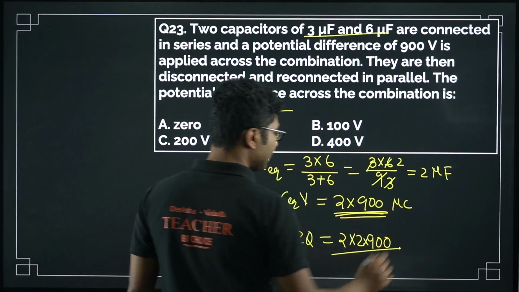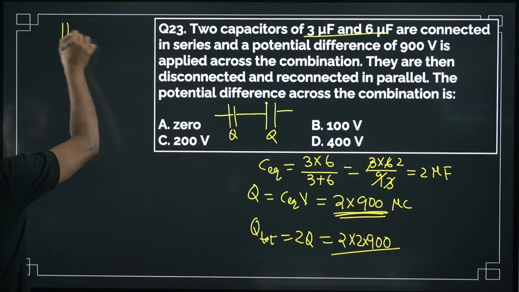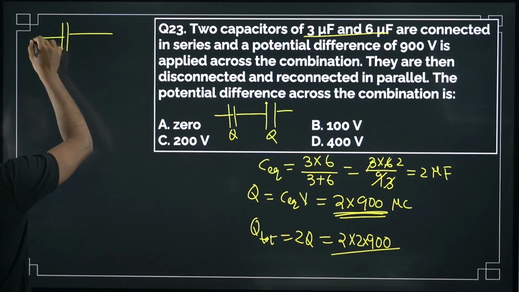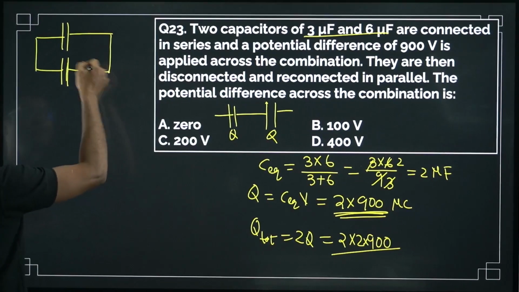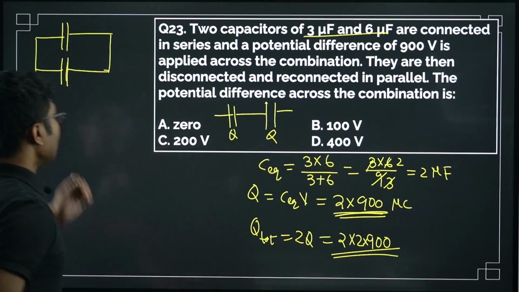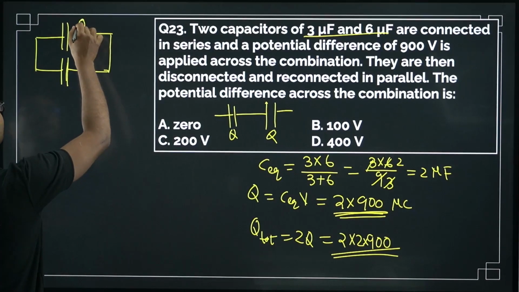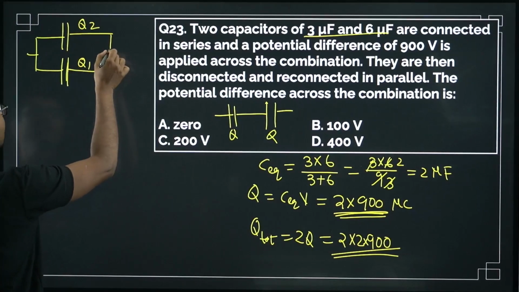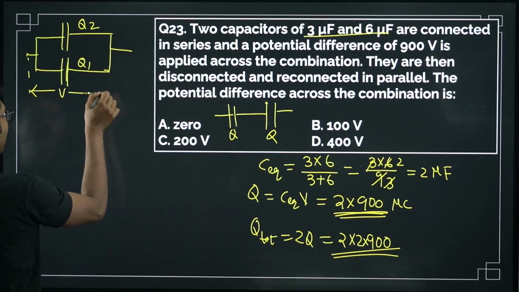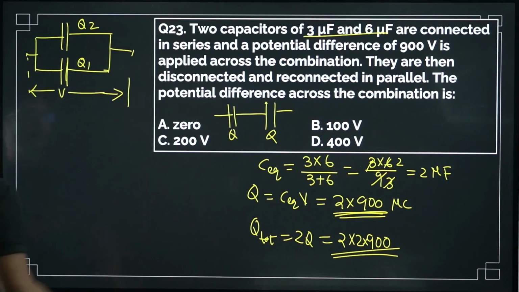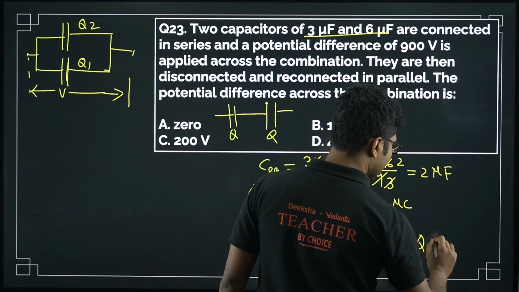Okay, so this is the total charge of the system. Now once you connect them in parallel, the charge will no longer remain the same, but the total charge will still remain this. So suppose the charge of this is Q1, the charge of this is Q2, and the potential of the system is, say, V. We are trying to find V. But this is equal to Q1 plus Q2.